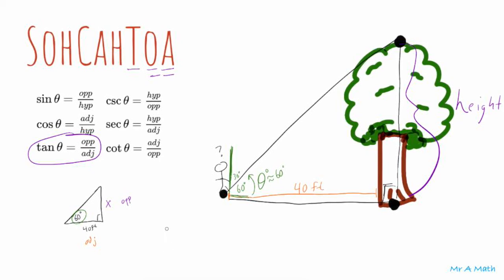And so now I can go down here and I can say, well, tangent of theta equals opposite over adjacent, let's fill in what we know. First off, we know that theta is equal to 60 degrees. So I'm going to write in 60 degrees for my theta. And we also know that our opposite is what we're solving for. So I'm just going to write in x for my opposite, and that'll be my height. And then my adjacent we already found was 40 feet.